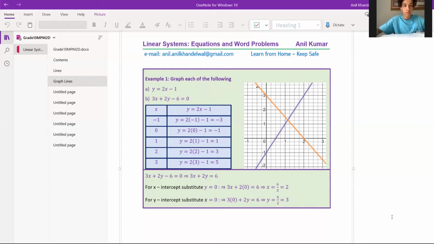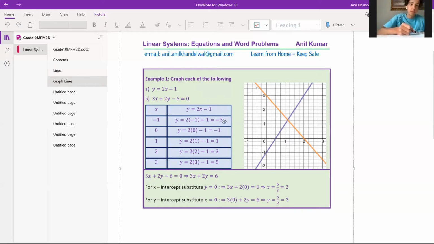We had two equations to begin with, y equals 2x minus 1. The second one was 3x plus 2y minus 6 equals 0. Now, I could also adopt this method of making a table of values, and then we could sketch the line. So if I take x values as minus 1, 0, 1, 2, and 3, and substitute in this equation, which is y equals 2x minus 1, I will get the y values as calculated here as minus 3, minus 1, 1, 3, 5.